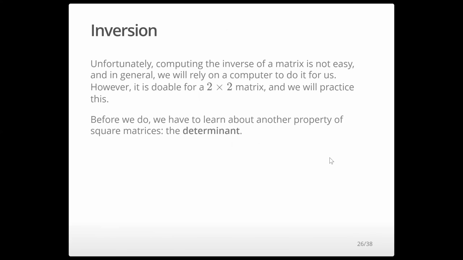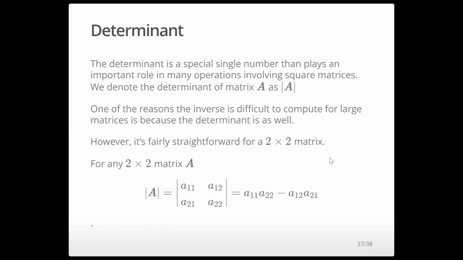Unfortunately, computing the inverse of a matrix is not very easy to do by hand. We're usually just going to rely on a computer to do it, but we can do it for a 2x2. That's within our grasp, and we're going to practice that so you can see what it looks like. Before we do, we have to learn about one other special property of square matrices, the determinant. The determinant is a special number that plays an important role in many operations that involve square matrices. We denote the determinant of a square matrix using vertical bars, almost like the absolute value symbol. One of the reasons the inverse is difficult to compute for large matrices is because the determinant is difficult to compute for larger matrices. However, it is fairly straightforward for a 2x2. For a 2x2 matrix A, the determinant of A is equal to A11 times A22 minus A12 times A21.